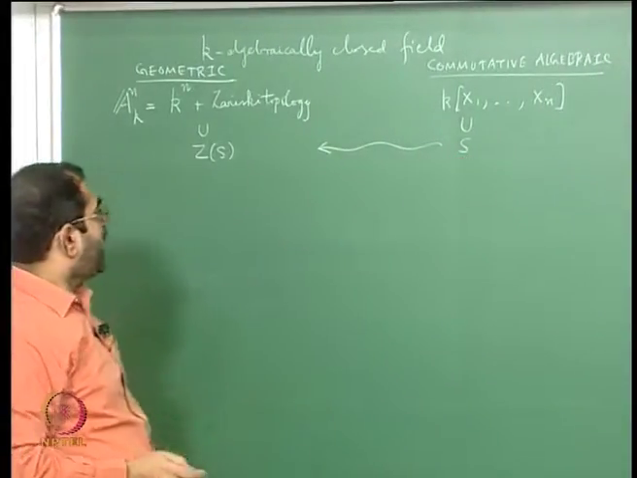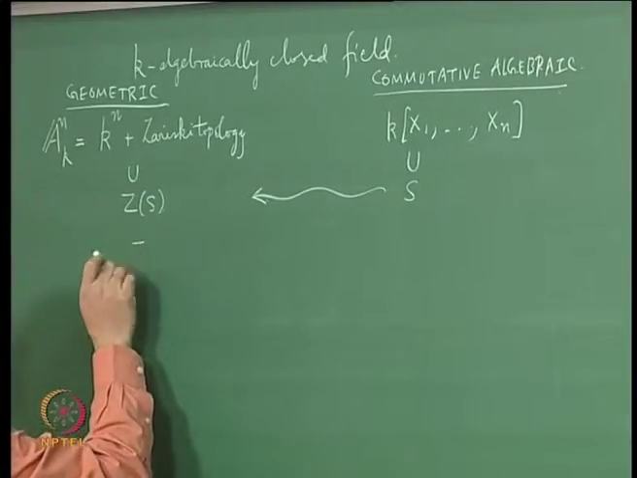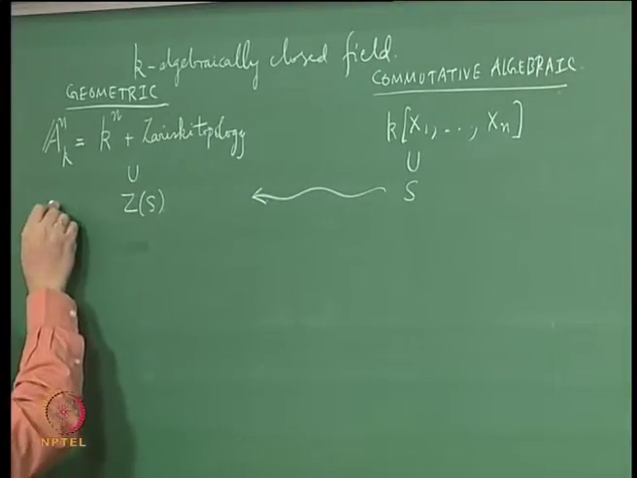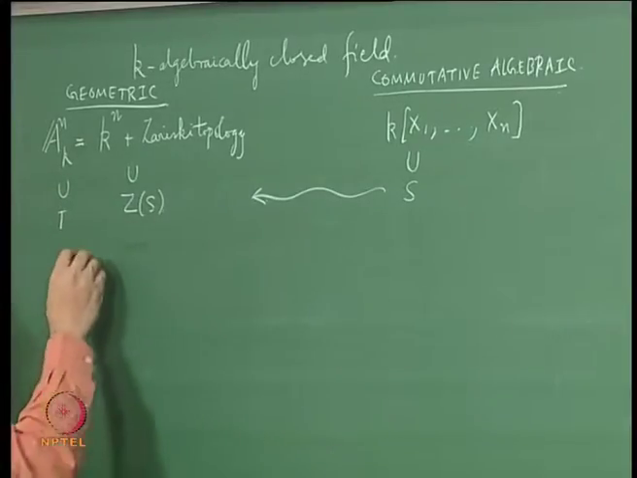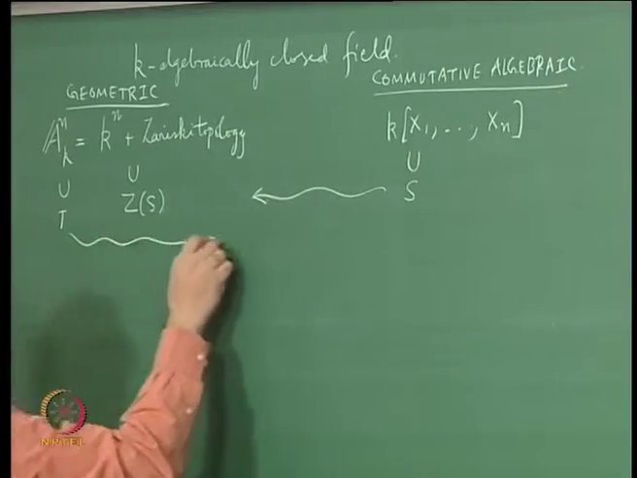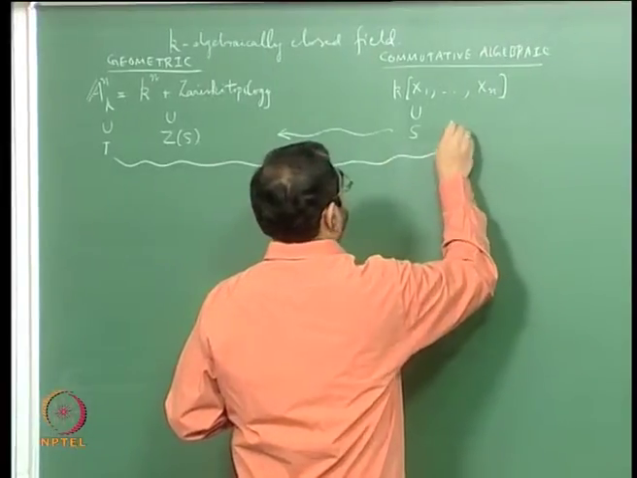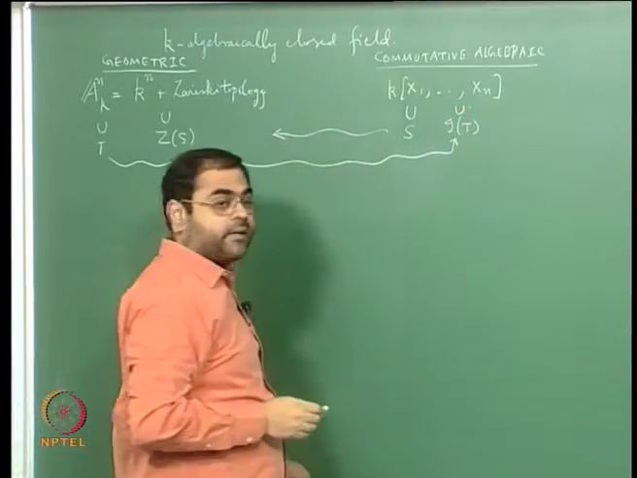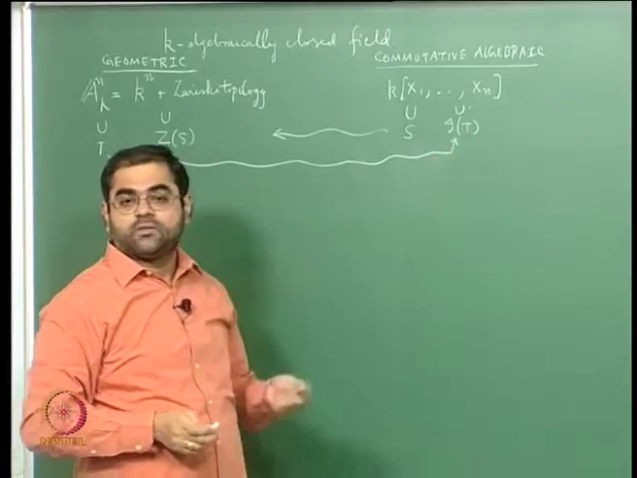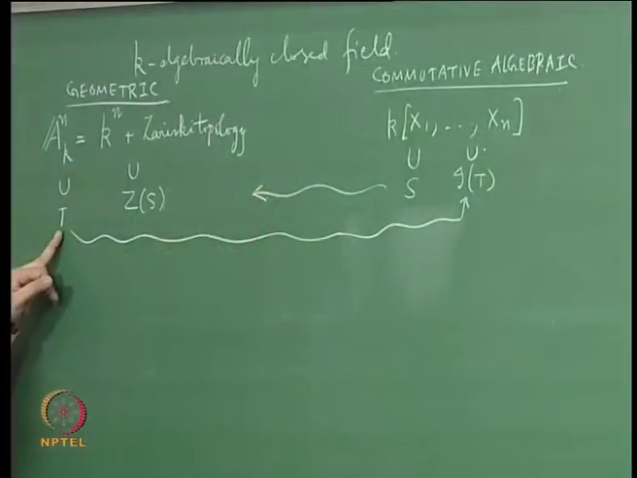Okay, and then there is also a map that goes in this direction. Given a subset T of affine space, you associate to T an ideal in the polynomial ring, and this ideal of T is just all those functions which vanish at every point of T, okay.